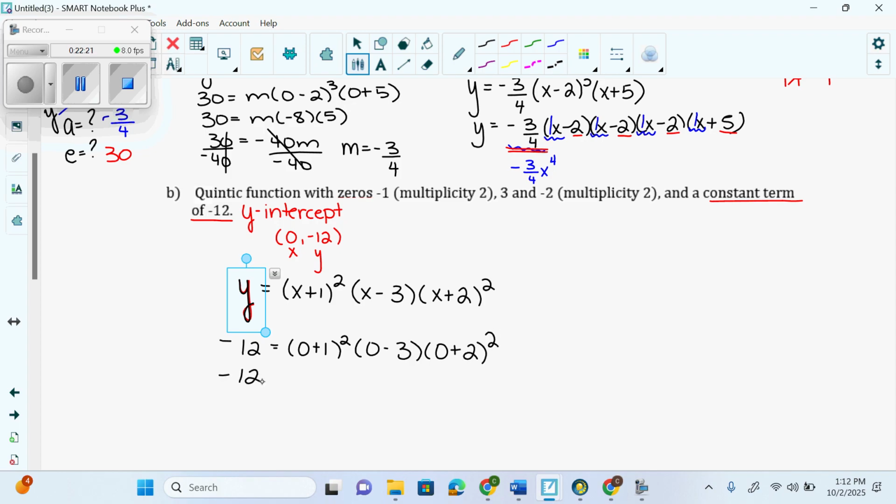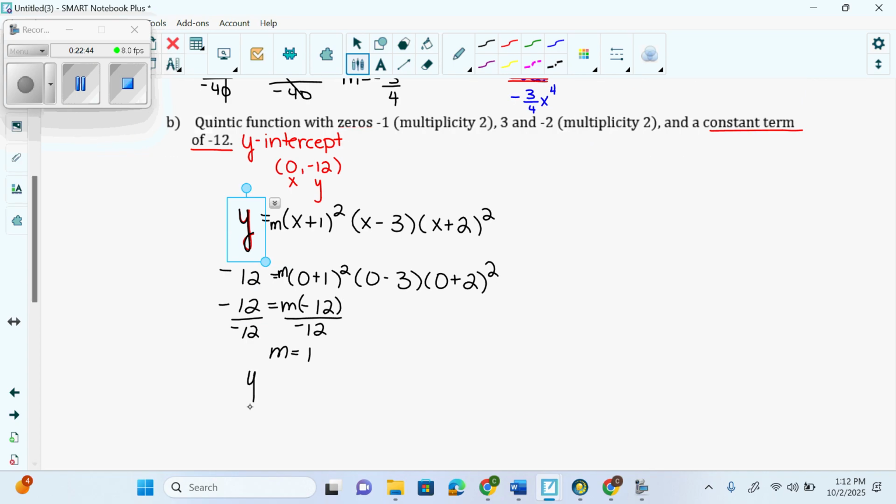So we get negative 12 equals, I need an M. Okay, 1 times negative 3 times 4 is negative 12. Divide by negative 12. M equals 1. So in this case, had I forgotten the M, I would have lucked out. Okay, so I'm going to get y equals 1 plus x plus 1 squared, x minus 3, x plus 2 squared.